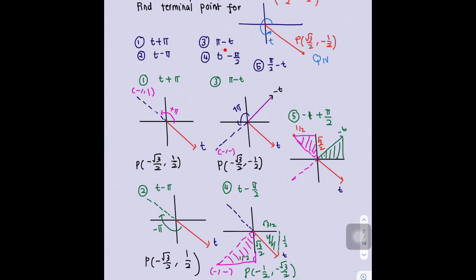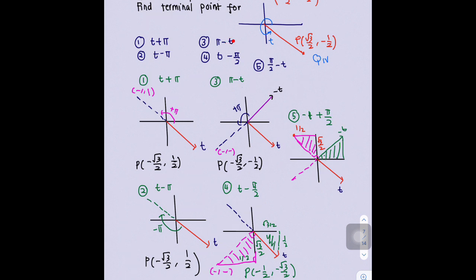Now let's see for number 3. The question asks us for pi minus t. So first of all, let's find minus t first. Okay, so this is your t. You have gone up until fourth quadrant. So if you want to find minus t, let's go backward, and it goes backward from the fourth quadrant. Okay, clockwise rotation. So you stop at quadrant number 1. So now this is minus t.